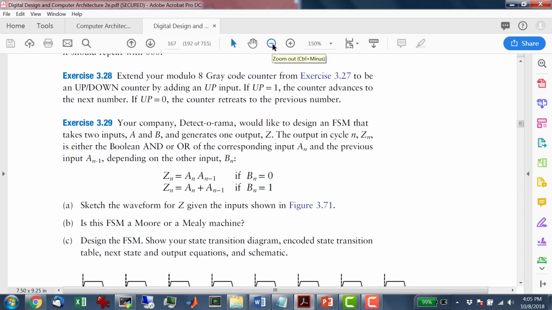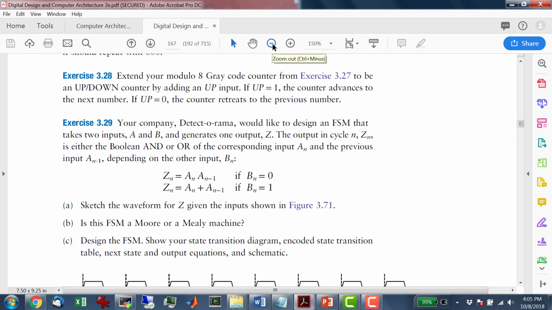So basically, if B equals 0, then I want this circuit to be an AND gate between A and old A. When I say old A, I mean the input A as it was in the past one cycle, right? Whereas if B is 1, I want this to be an OR of A and old A. And this is Z, by the way, the output. Z is the output.